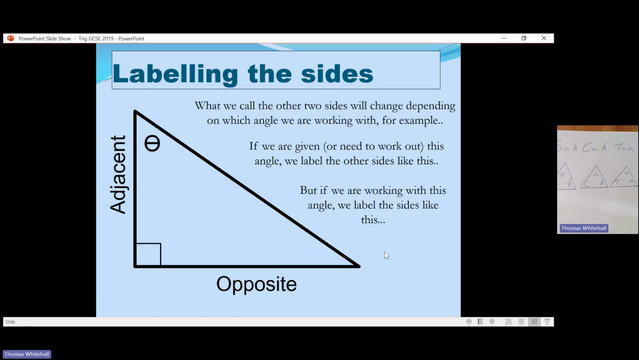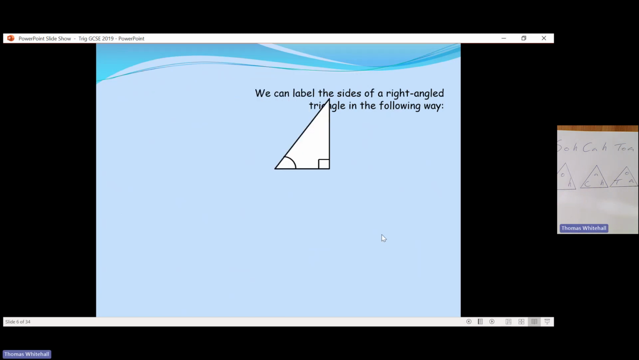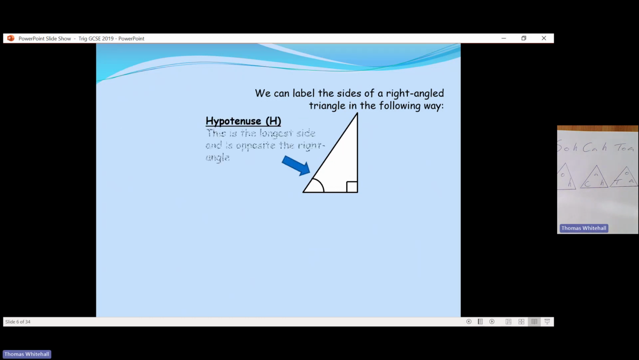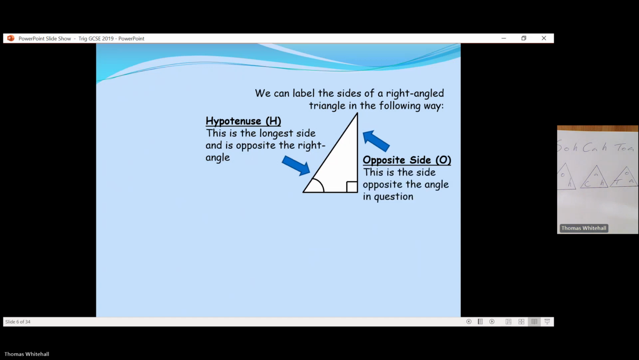So we'll do a bit of practice with that first. We'll talk about it again because it's worth really cementing in place. So, hypotenuse. It's the longest side opposite the right angle. Then on this side, I'll give you a moment to guess. And of course, it should be the opposite side because it's opposite the angle in question. So that's the angle that we're given. And that means that this last remaining side is the adjacent because it's next to the angle that we're given. Okay.